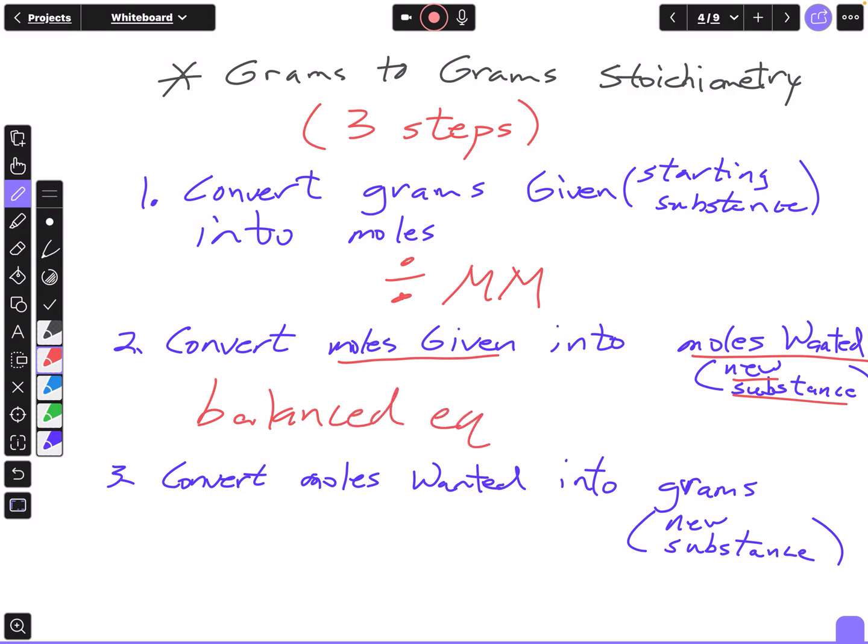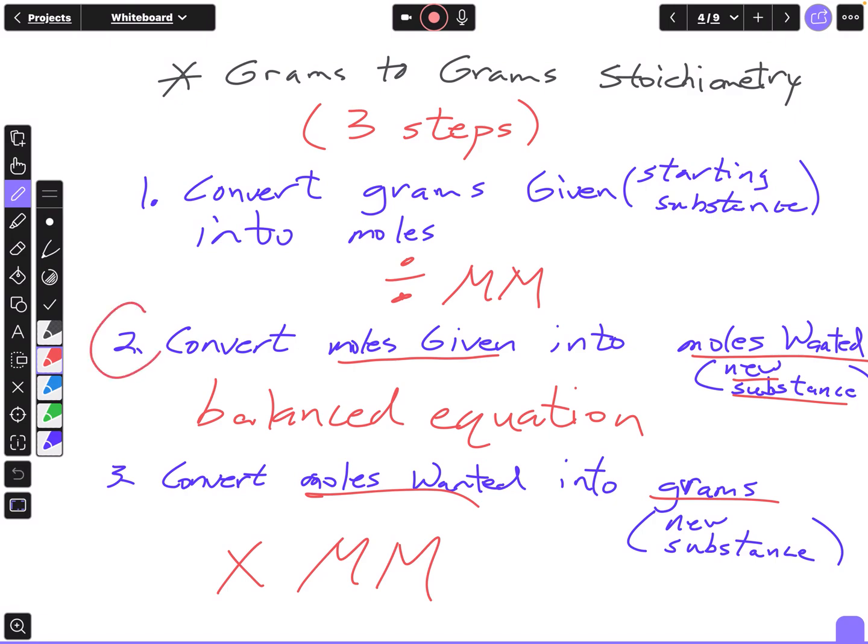You have to use those coefficients as the only way you can go from the amount of one substance to the amount of a totally different substance. Once you're in moles of your new substance, or moles that you want, you convert that into grams of the new substance, and you do that by multiplying by the molar mass. Now, when we do mole-to-mole stoichiometry, we only do step 2. Step one's already done for us, and we don't have to do step three. When we do gram stoichiometry, we have to do every step.